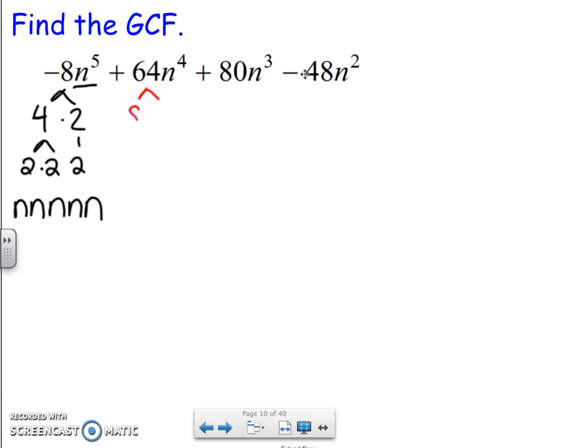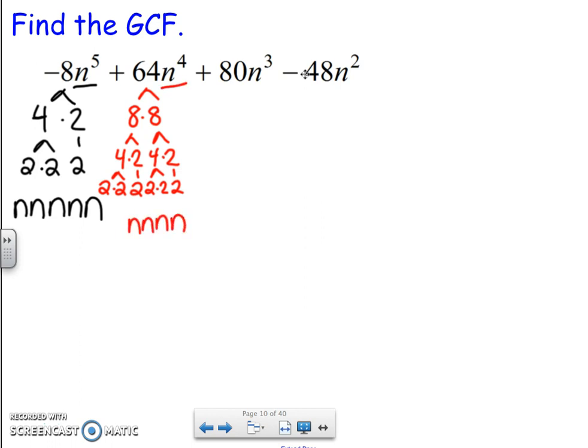64, I know is 8 times 8. And then I know I can break down 8 into 4 times 2. And then I can break down the 4 into 2 times 2 and bring down the middle 2. Again, 2 times 2 and bring down the middle 2. So 6 2's there. And then n to the 4 would be 4 n's.